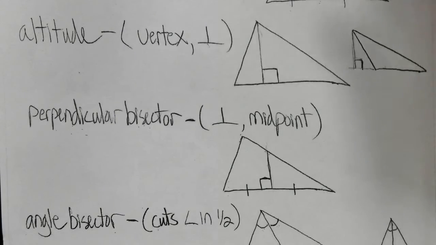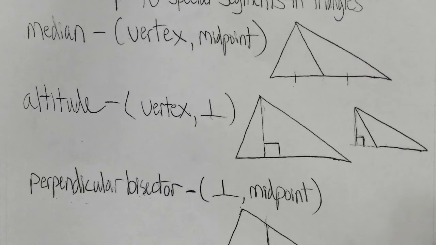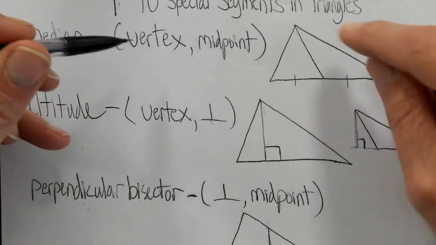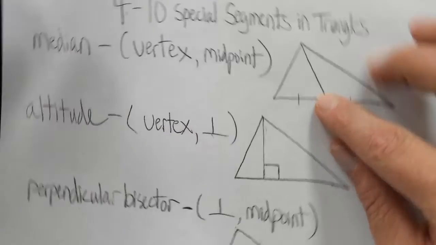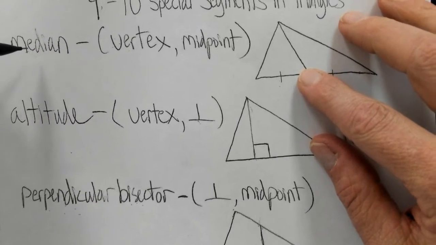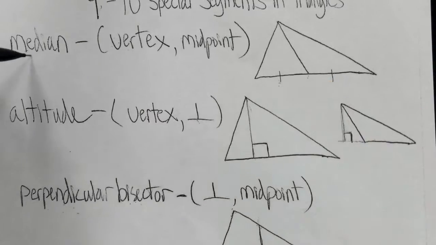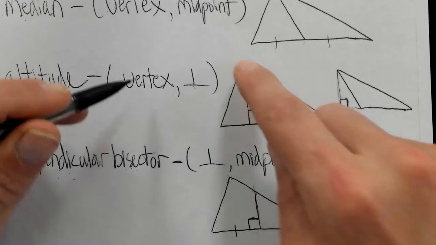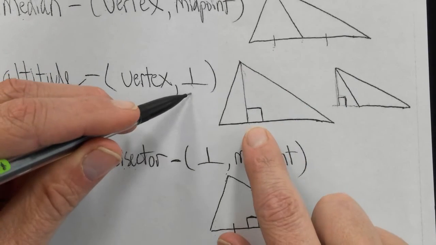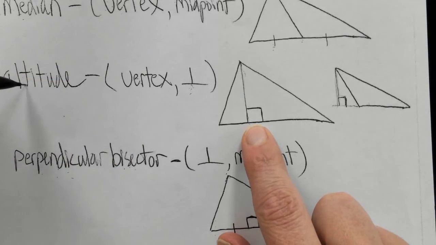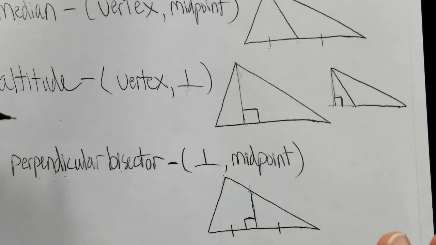Now, it's important for us to know the characteristics of each one of these segments so that we are able to identify them. So once again, a median starts at a vertex and hits at the midpoint. The median of the road is the middle. Maybe that helps you remember. Altitude starts at a vertex and hits at 90 degrees, perpendicular. Altitude, straight up. That's what altitude is.